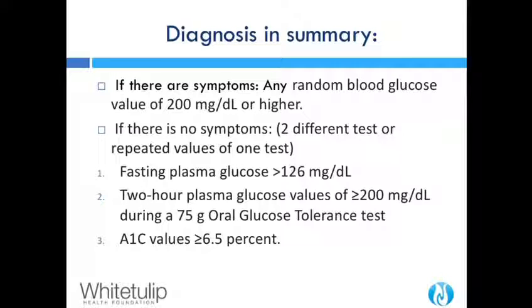In summary, if there are symptoms, any random blood glucose level of 200 mg/dL or higher can be used to diagnose diabetes. If there are no symptoms, you need to have 2 different tests or repeated abnormal tests from among the following: a fasted plasma glucose level of above 126 mg/dL, a 2-hour plasma glucose value of over 200 mg/dL during a 75-gram oral glucose tolerance test, or A1C values of 6.5% or greater.